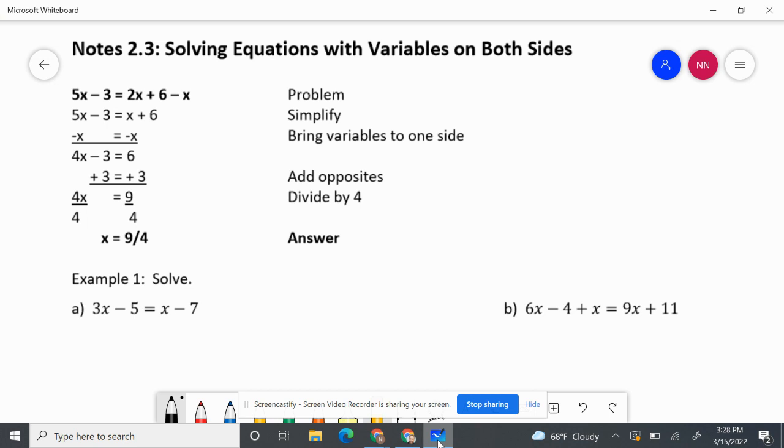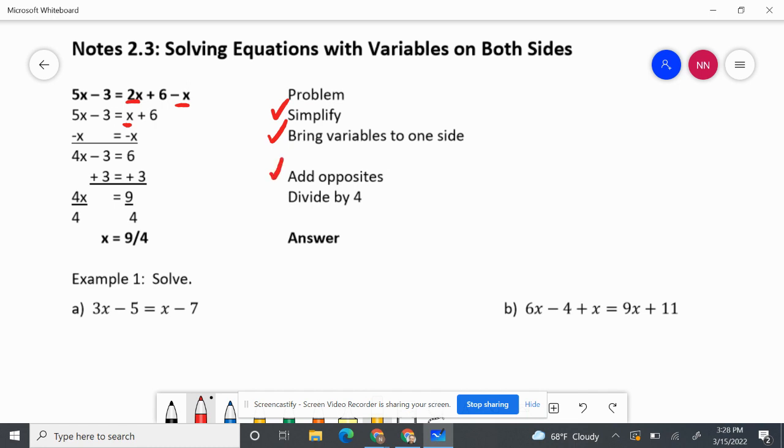We're going to be solving equations with variables on both sides. If we look at the example that's already done for us, the first thing that we always want to do is simplify. So in this case, we see the 2x minus the x, and that gives us an x. And then what we're going to do is bring the variables to one side. So we just pick a side that we want the variables to be on. So I'm going to subtract an x on both sides, and 5x minus x is 4x.